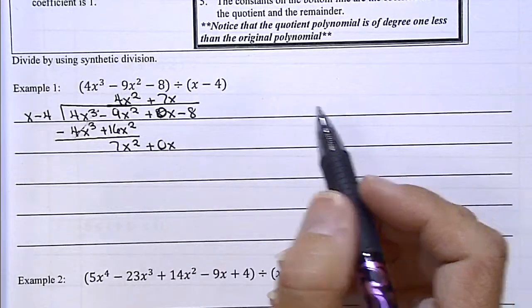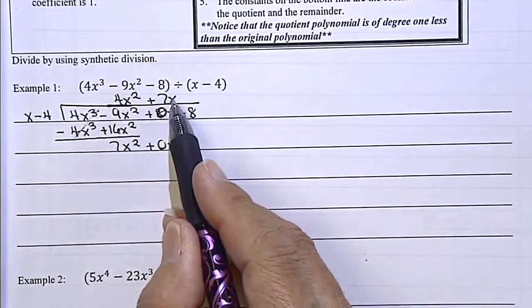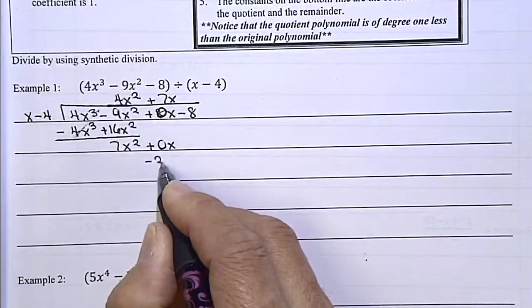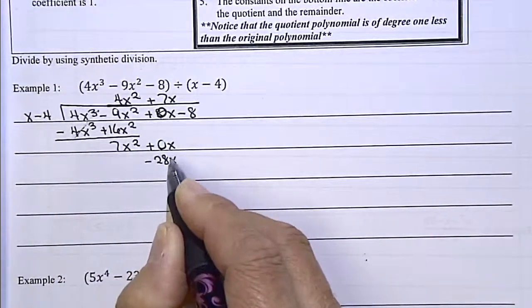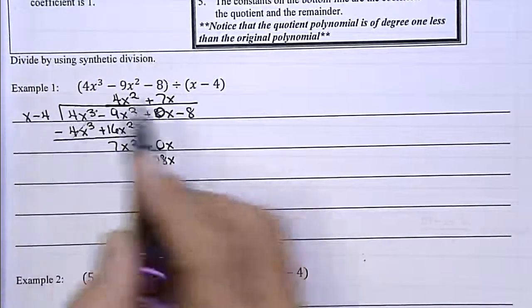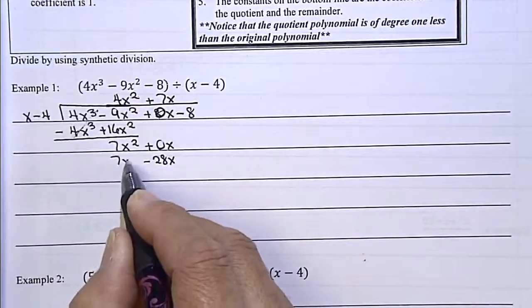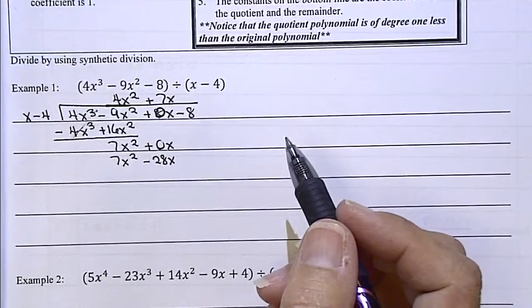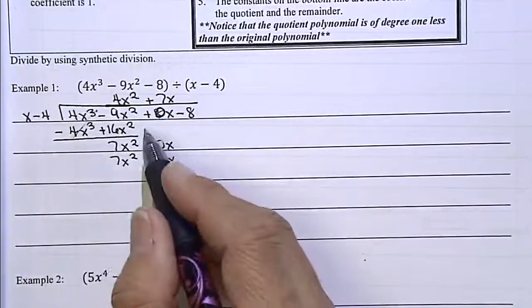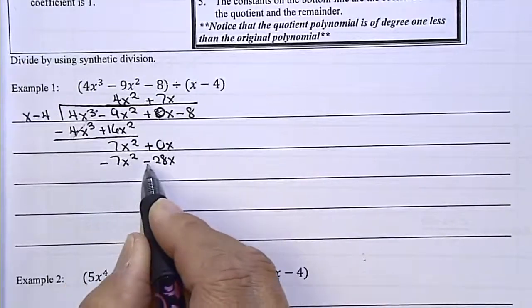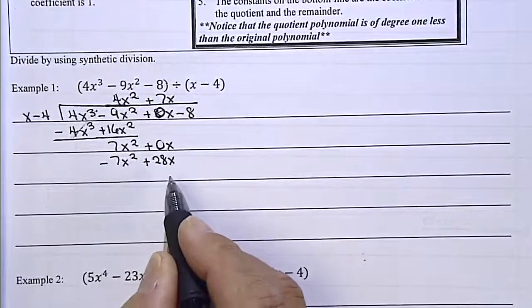Good? Now let's do the multiplication. We say 7x times negative 4, negative 28x, right? And then 7x times x, 7x squared. Well, that's what we were hoping, right? Now look what we've got. Now we have to subtract those from that number above them, so we change the signs. Positive becomes negative, negative becomes positive, right?